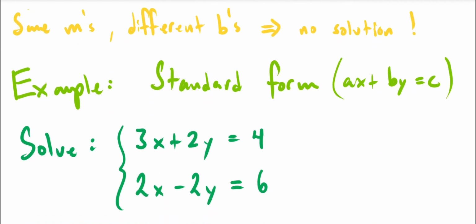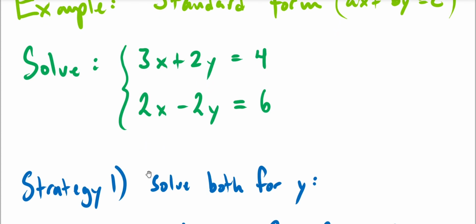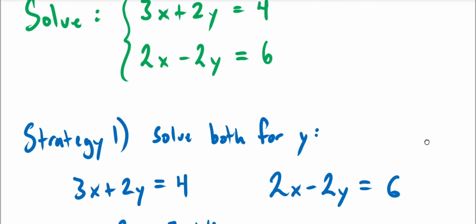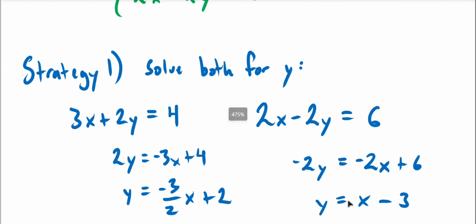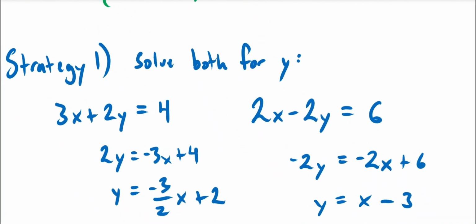form, or something like it, where the x's and y's are on the same side. So here I have 3x plus 2y equals 4, 2x minus 2y equals 6. How do I solve this? Well, one strategy we could use is to solve both of them for y. If we solve both of them for y, and here I've done that, well, now we're in the same situation that we were with the first example.